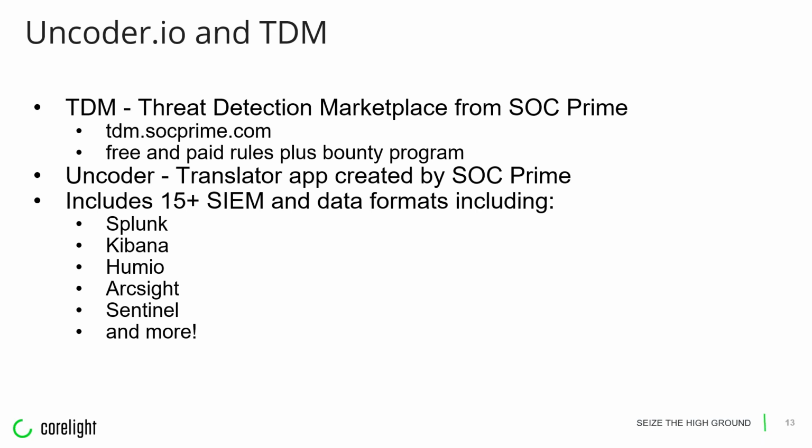There are also a couple of other tools. Sigma has a command line tool which can translate queries into other SIEM query languages and do various translations. There is a site called Uncoder, also from SOC Prime, which is like a translator app where you can do most of that on a web page. Both TDM and Uncoder from SOC Prime have a bunch of different SIEM and data formats, all mapped in there as well. So it's great to be able to take a single rule in Sigma and translate it to 15 or more SIEMs potentially.